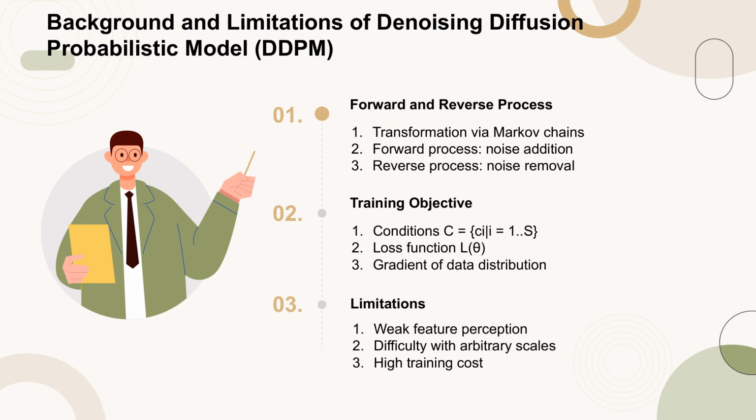The Denoising Diffusion Probabilistic Model, DDPM, establishes a transformation relationship between a dense point cloud X and an implicit variable Z through two Markov chains. The forward process gradually adds noise to X, while the reverse process slowly removes noise from Z. The training objective under specific conditions is defined by a loss function L, theta, which involves the gradient of the data distribution. Despite its advantages, DDPM has limitations such as weak feature perception in point cloud conditional networks, difficulty in handling arbitrary scales during inference, and a high training cost.